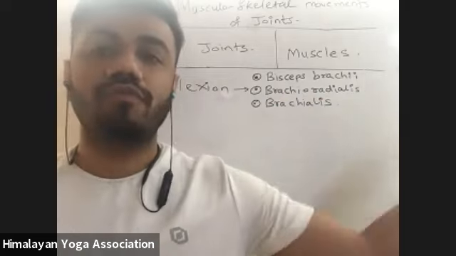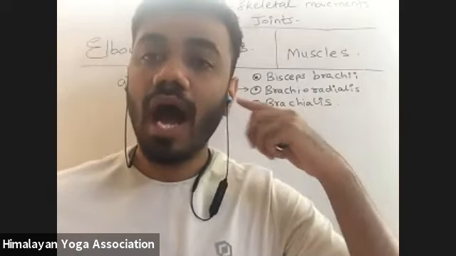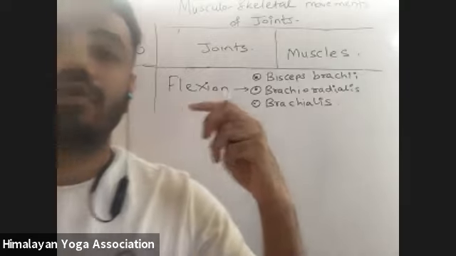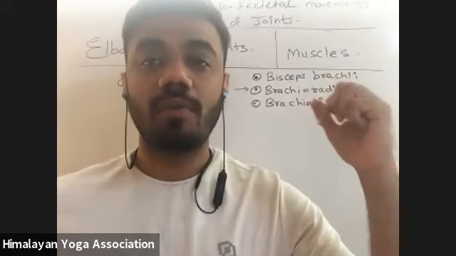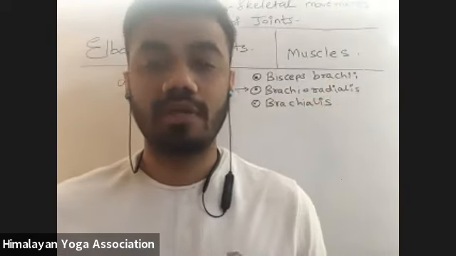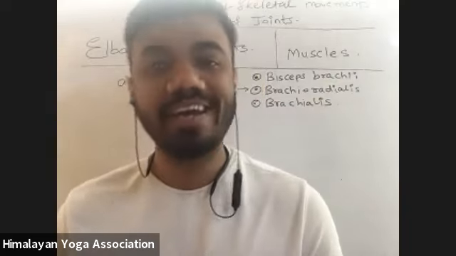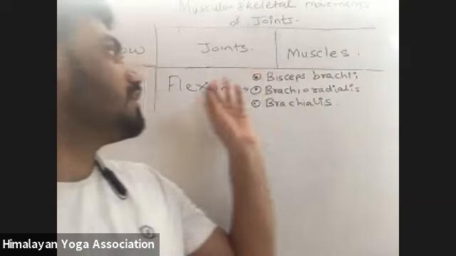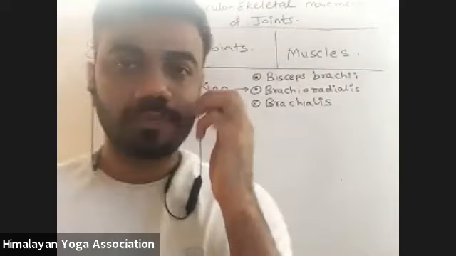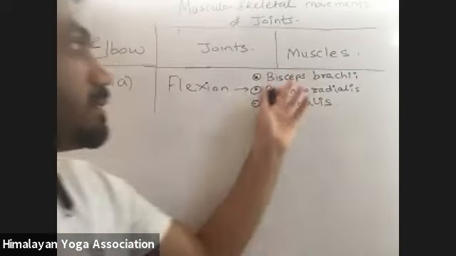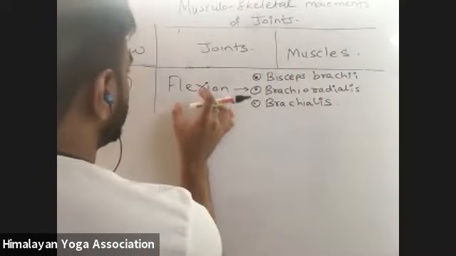So when we flex our arm, flexion of the arm from the elbow joint, the biceps get contracted with the flexion movement. So these muscles allow the flexion of the elbow joint.